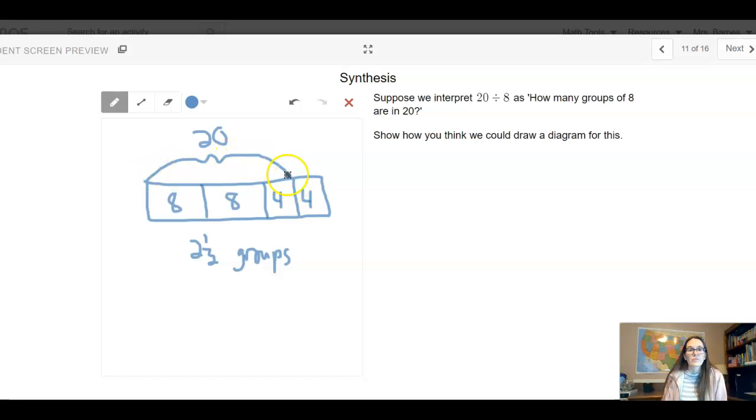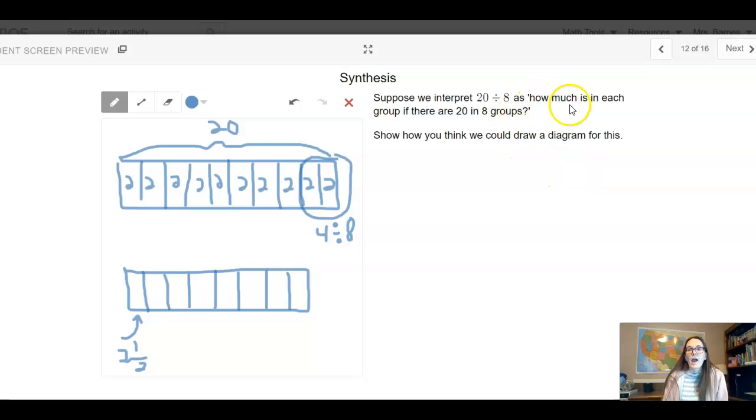You may have shown yours differently, but I showed here's one group of 8, 2 groups of 8, and I couldn't get a whole other group of 8. I couldn't get a third group, but I could get half of a group. So 2½ groups of 8 would be my quotient here.